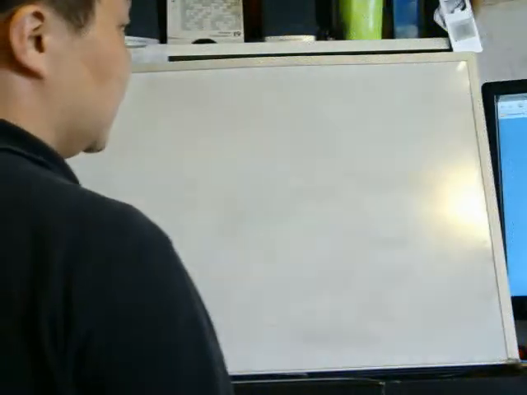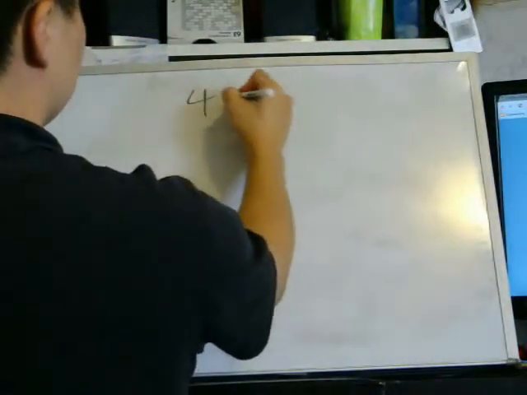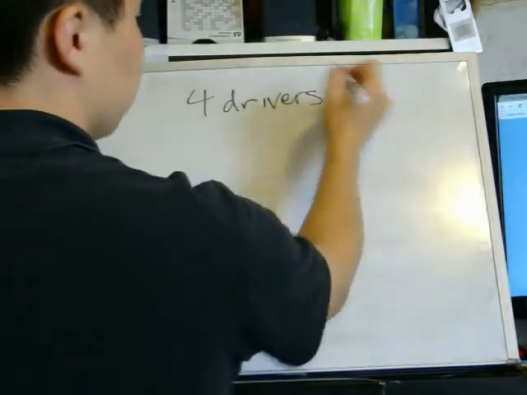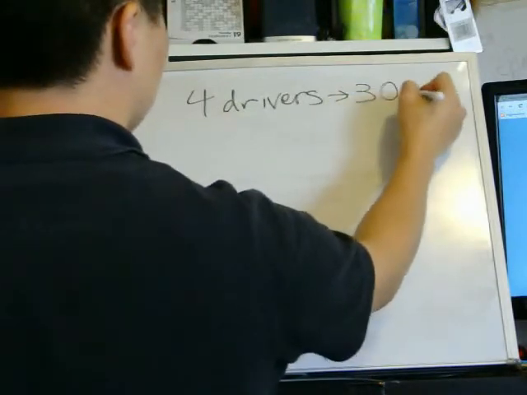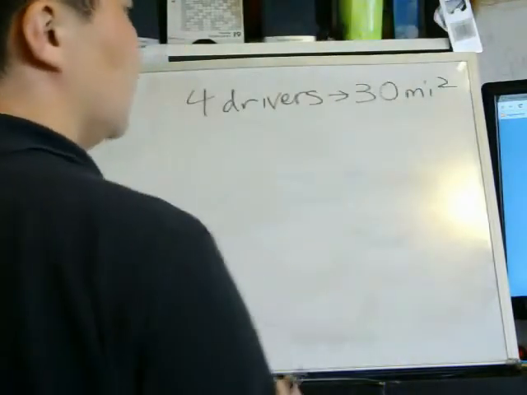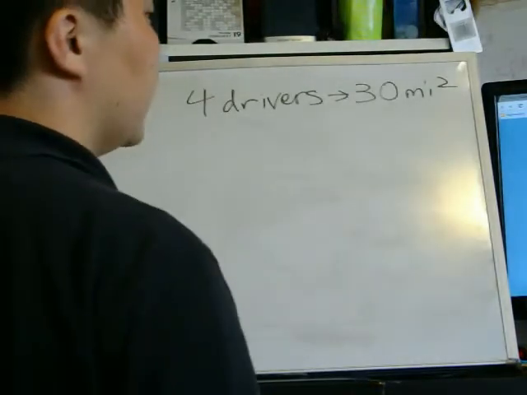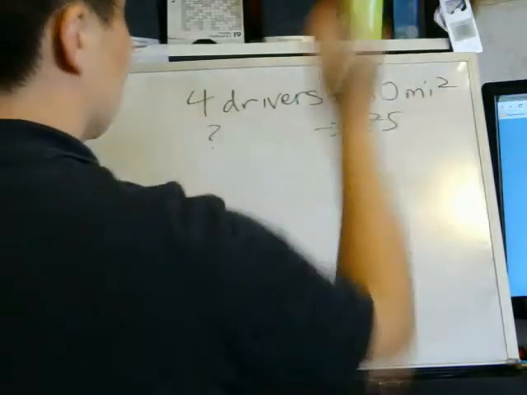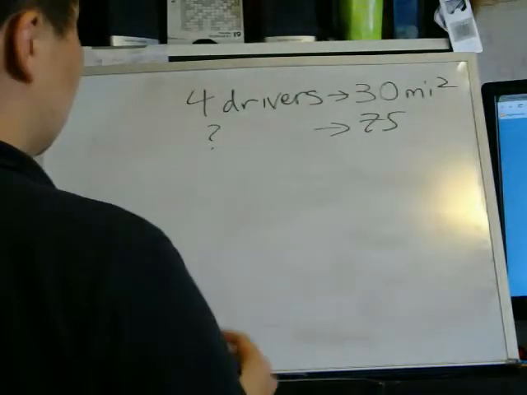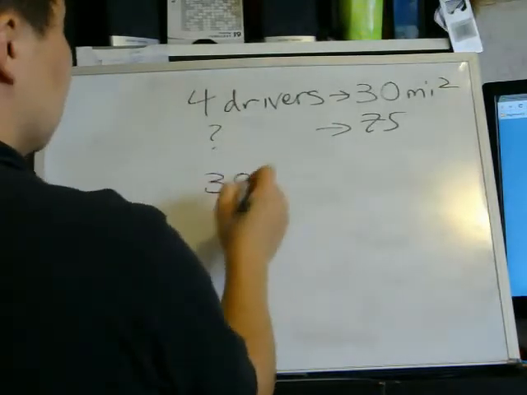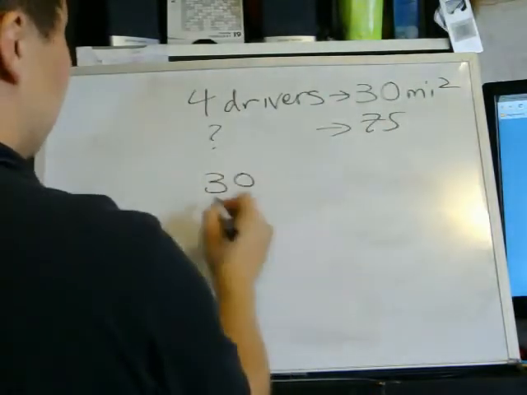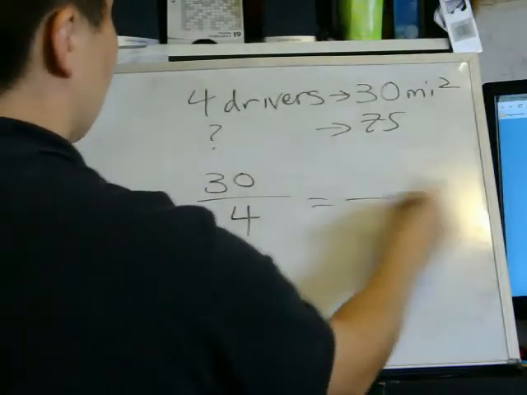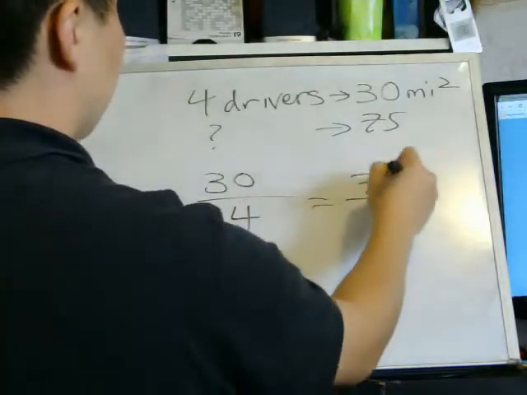Alright, a delivery company says they have 4 drivers for every 30 square miles. How many drivers do they need for 75 miles? This is a proportion question. So you have 30 square miles and 4 drivers in each of them. How many do you need for 75 square miles?